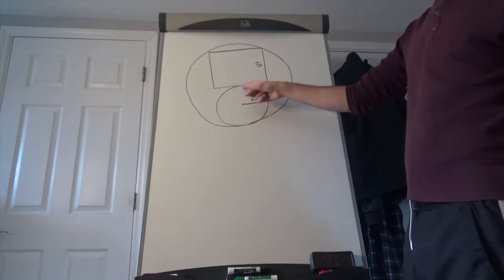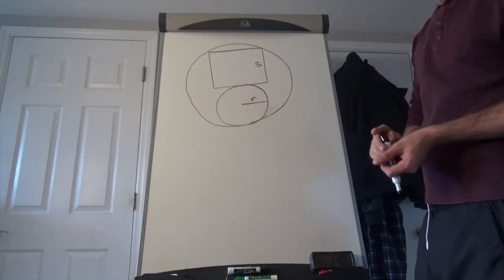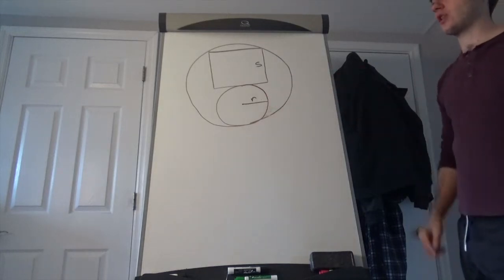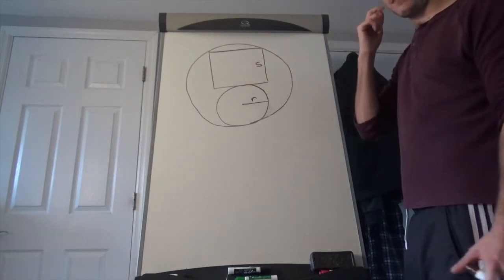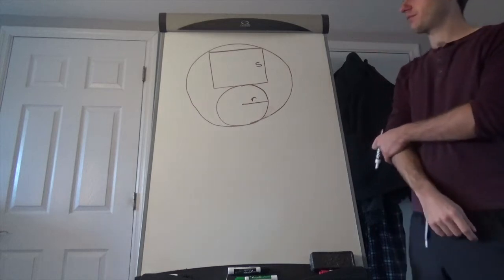And this is aligned precisely at the midpoint of the side of the square. What would the radius of the smaller circle have to be for the areas of these two shapes to be the same? That's the question.